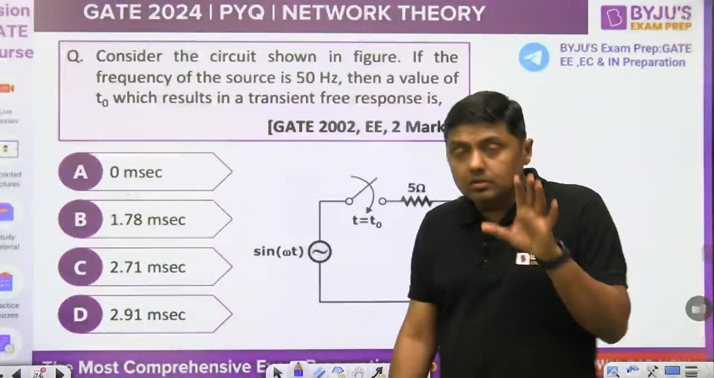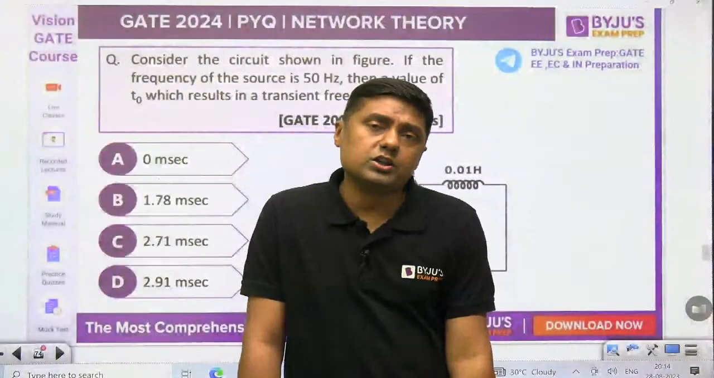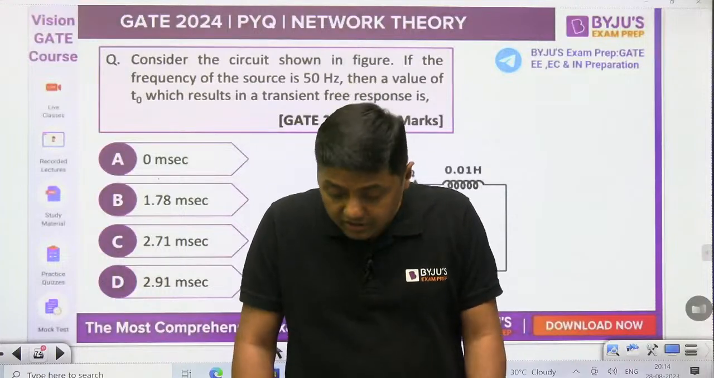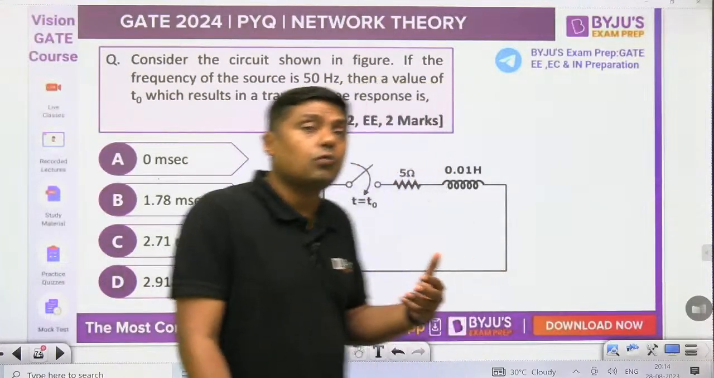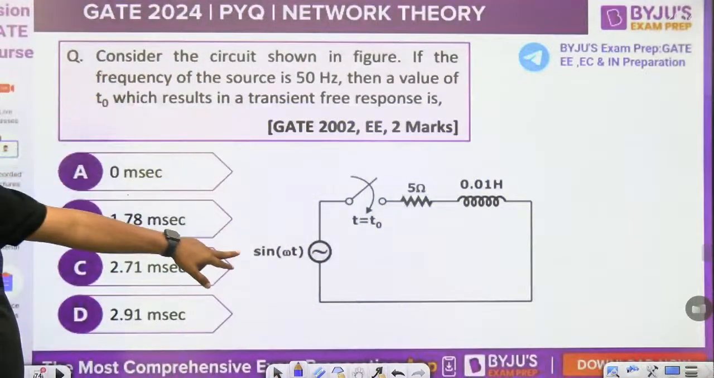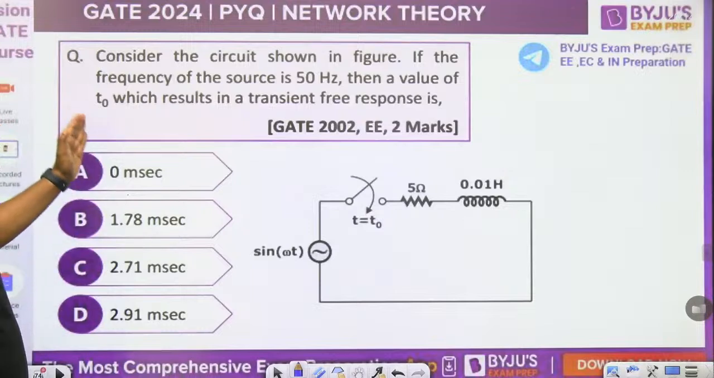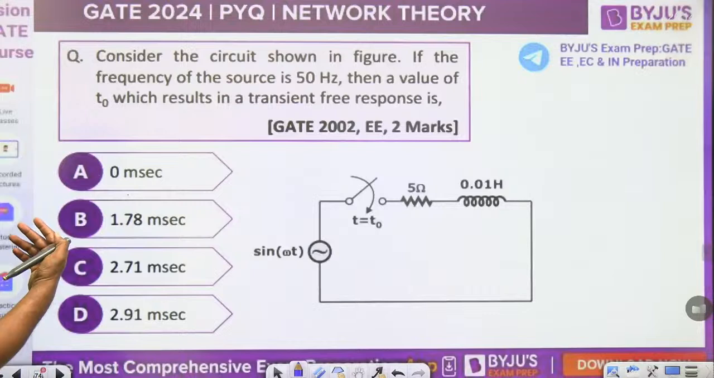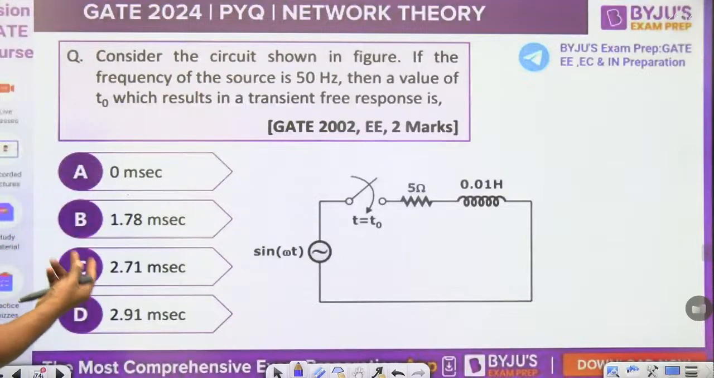Now in case of electronics branch, we are getting question from DC transient. But in case of electrical branch, we can get the question from AC transient also. So this is the AC transient. The AC signal is given, sin omega t. Then the value of T naught which results in a transient free response is. So if you want the transient free response, then how can we write? But what is the transient here? You have to get the idea. Then watch this carefully. What is the meaning of the transient here?